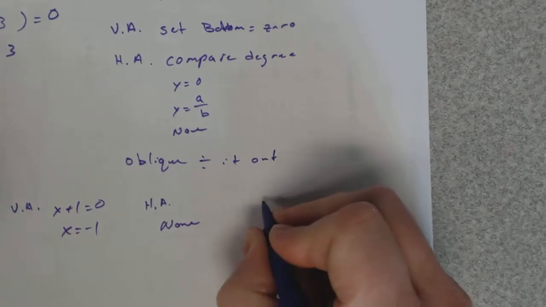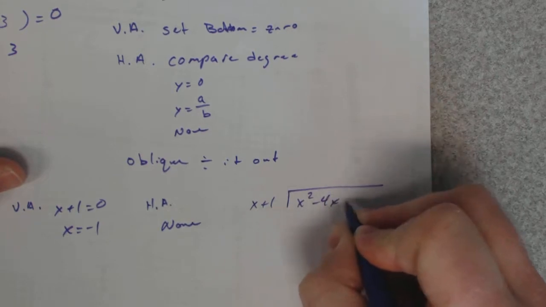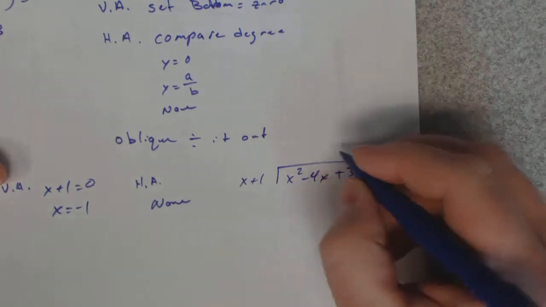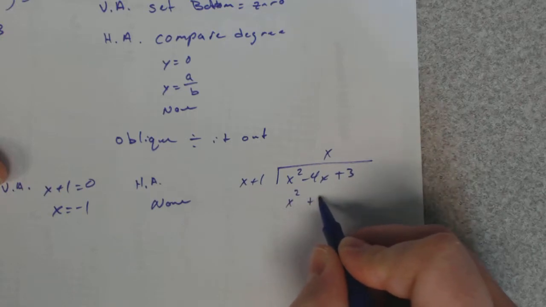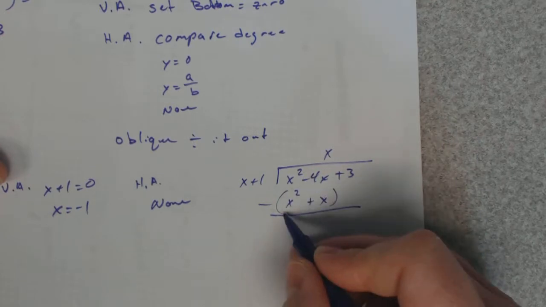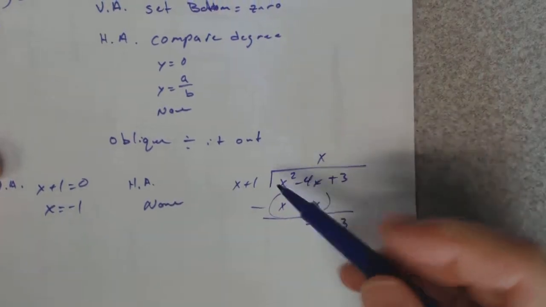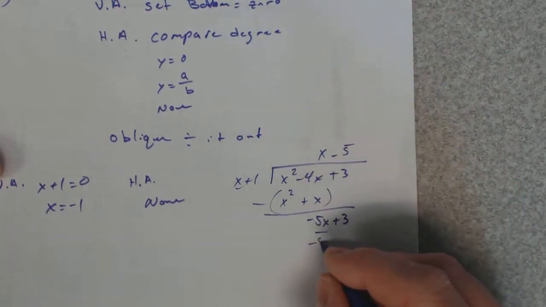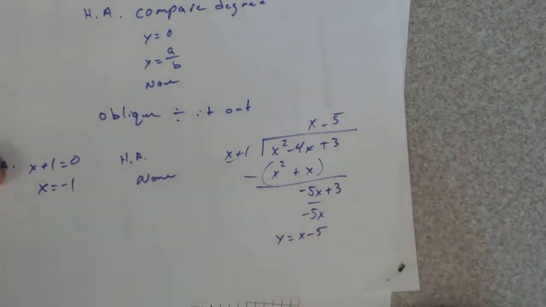So your oblique would be x plus 1 into x squared minus 4x plus 3. To turn x into x squared, you need an x, so that'd be x squared plus 1x. Subtract. That cancels. Negative 4 minus 1 would be negative 5x. Bring down the 3. To turn an x into a negative 5x, you need negative 5. Negative 5 times that would be negative 5x. I don't care about the remainder, I just care about this. y equals x minus 5 is the oblique asymptote.